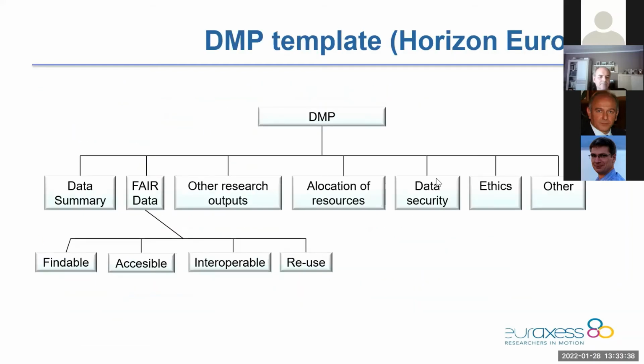Here is a graphical representation of the structure of the data management plan, which is recommended by Horizon Europe. As you can see, there are 7 sections: data summary, FAIR data, other research outputs, allocation of resources, data security, ethics, and other. In each of these sections, there is defined a set of questions which should be answered. The data management plan is created by answering these questions.